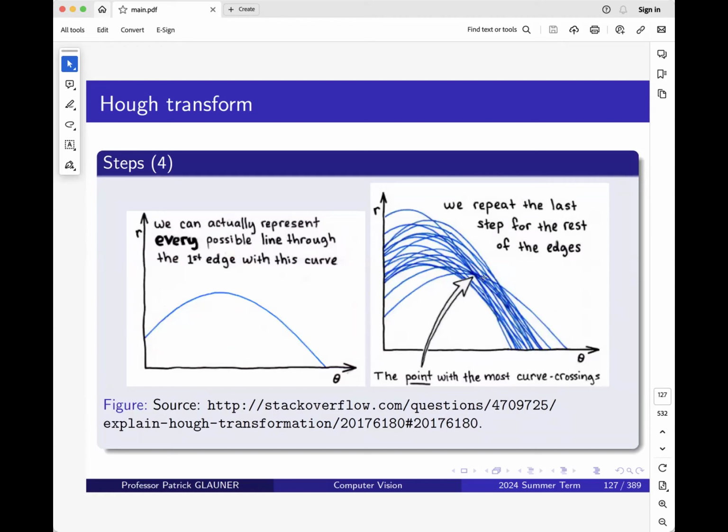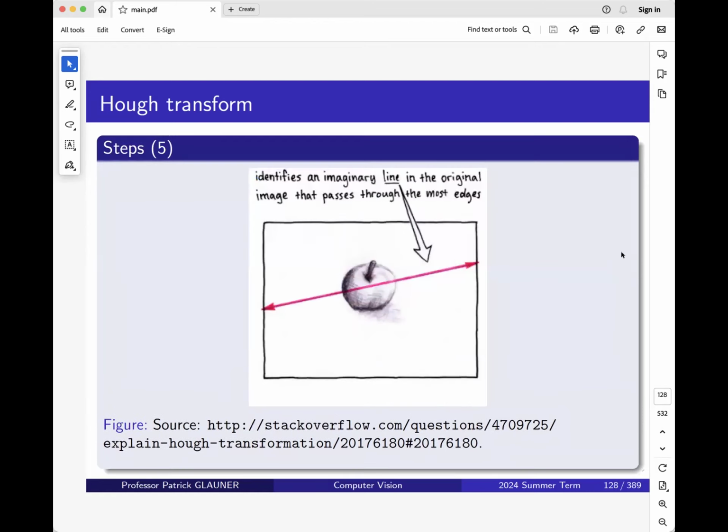Then I have a lot of these functions in R theta, and I calculate where they intersect, and where I had the most intersections, that's one point in R theta, and one point in R theta is one straight line in the original image, and that's the straight line I was looking for.